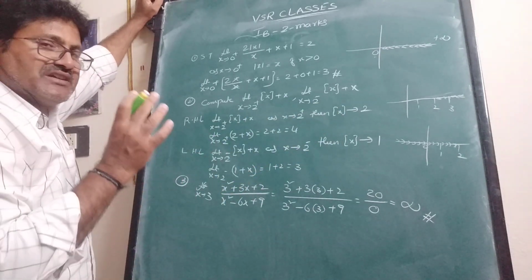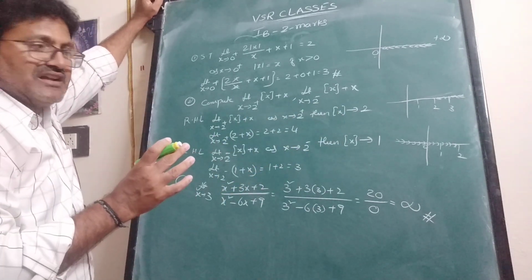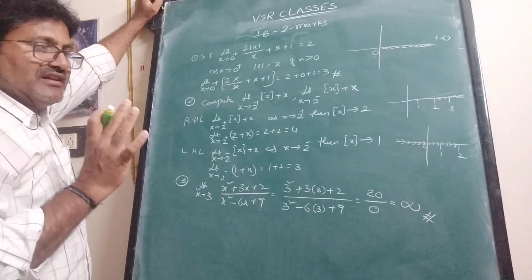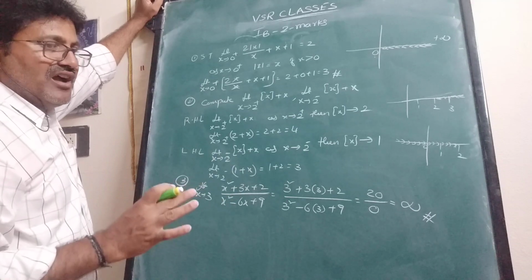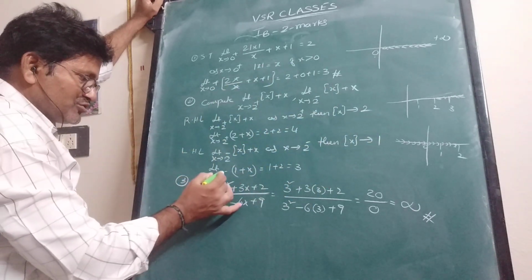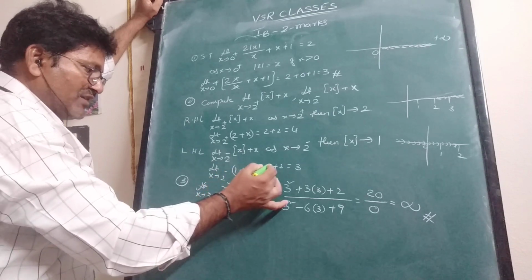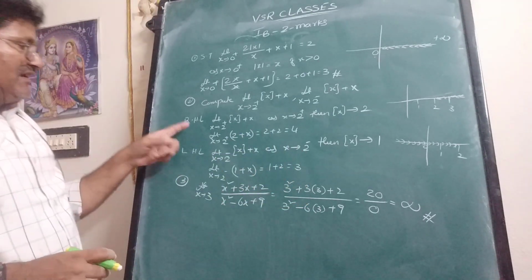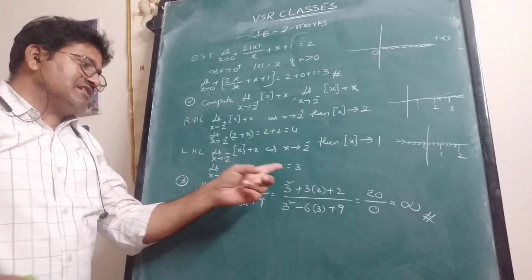Step x is nothing but the greatest integer function. So it will be taken as only the integer; it leaves the fractional part. So it approaches 1. Limit x tends to 2 minus of 1 plus x, 1 plus 2 is equal to 3. Now we got this value as 3. The right hand side is 4 and the left hand side value is 3.